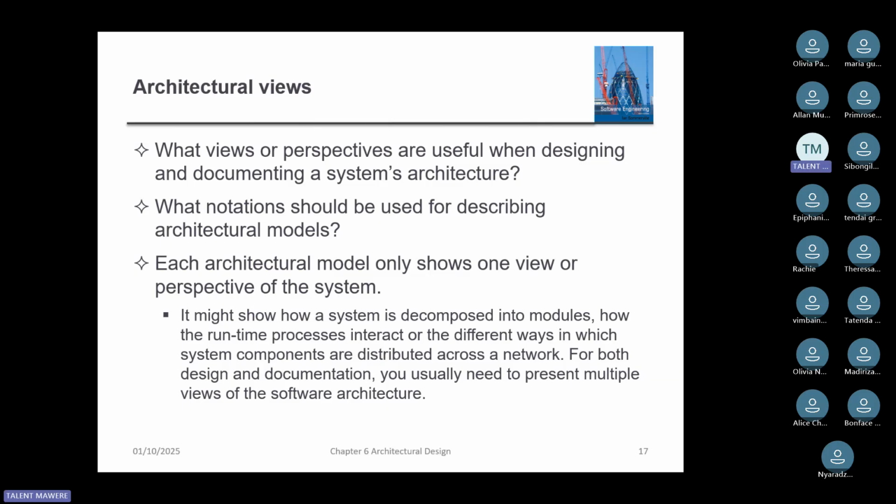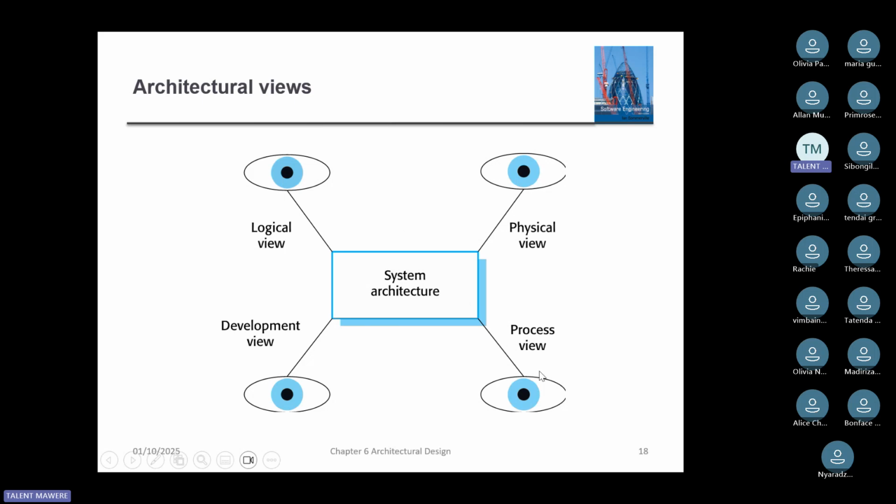Each architectural model only shows one view or perspective of a system. It might show how a system is decomposed into modules, how the runtime process interacts, or the different ways in which system components are distributed across a network. So these are the different views of system architecture. We have what we call a logical view of the system architecture. We have a physical view of a system architecture. We have a process view of the system architecture, or a development view of the system architecture.